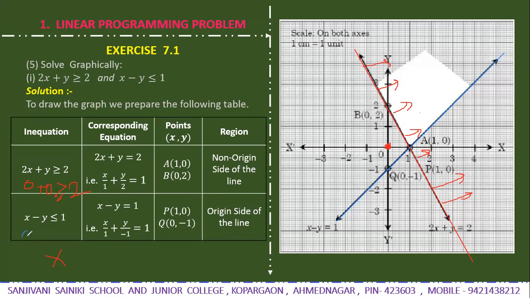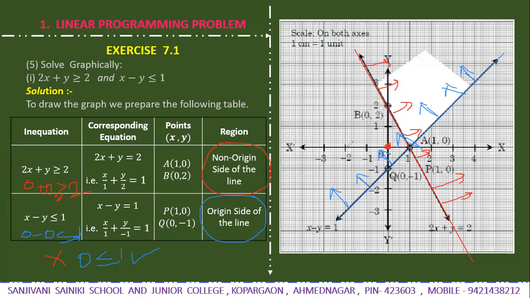So if I put the origin, 0 minus 0 is less than or equal to 1, that is, 0 is less than or equal to 1, which is true. So we got the region which contains the origin side. This is called the origin side of the line and the non-origin side of the line.